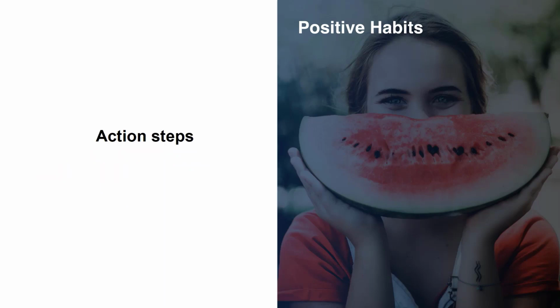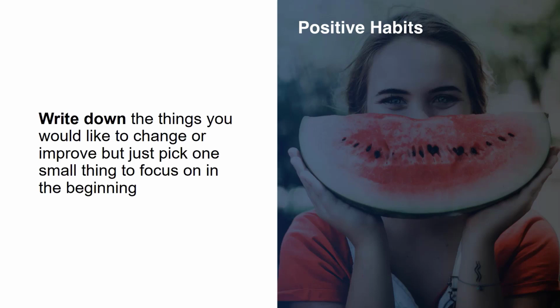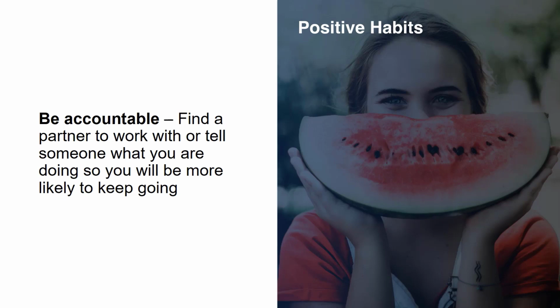Action steps. Write down the things you would like to change or improve, but just pick one small thing to focus on in the beginning. As you become more adept at accomplishing goals and mastering new and positive habits, you can increase the depth and difficulty levels later on. Be accountable. Find a partner to work with or tell someone what you are doing so you will be more likely to keep going. Track your progress daily so you can see the results visually.